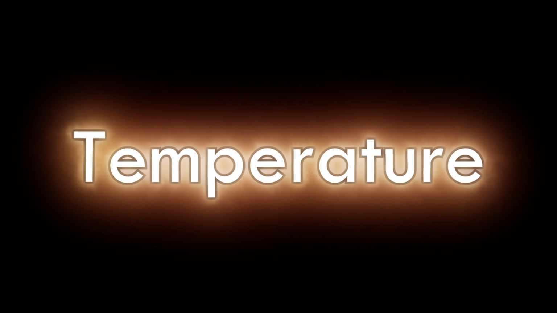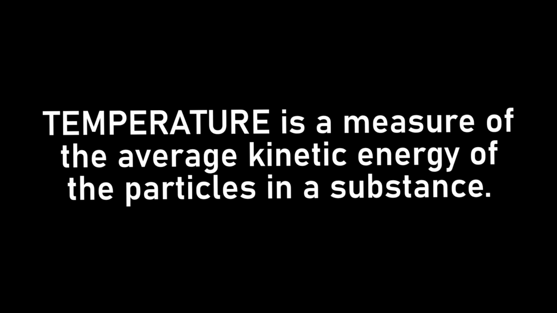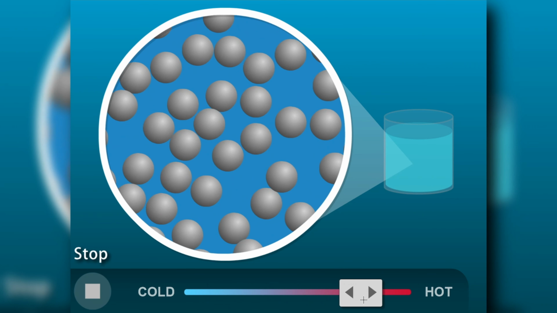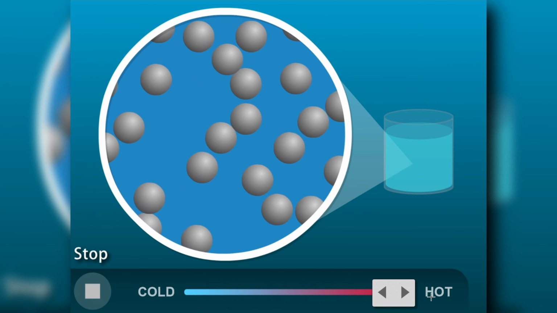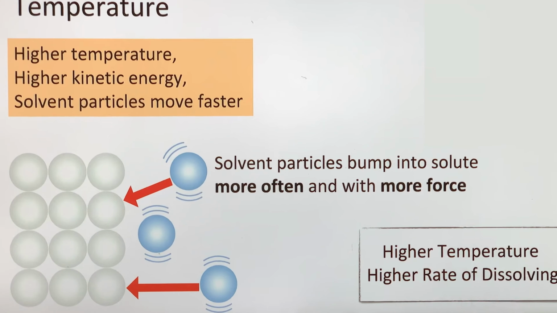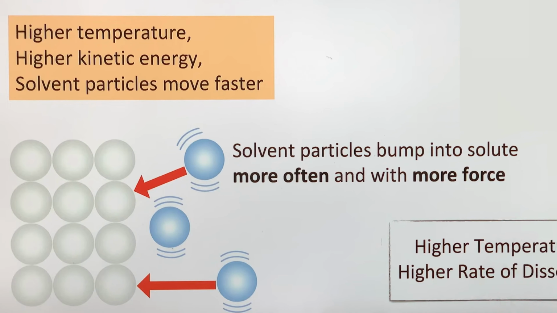The first main factor that can affect the rate of dissolving is temperature. Temperature is a measure of the average kinetic energy of the particles in a substance. At higher temperatures, solvent and solute particles have increased kinetic energy and collide more often and more forcefully with one another. More frequent collisions means that solutes tend to dissolve much faster under higher temperatures.